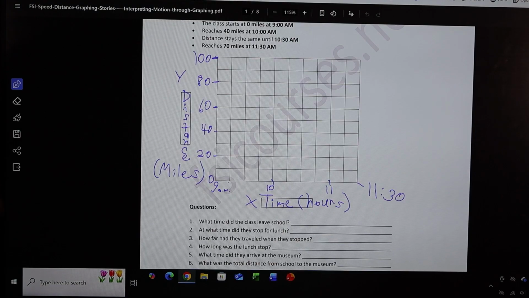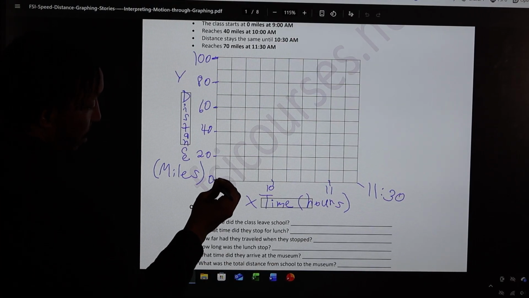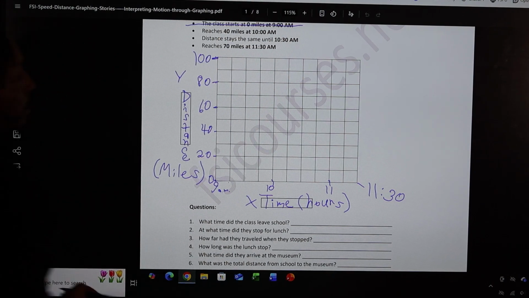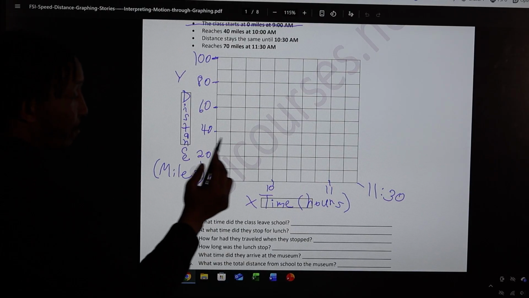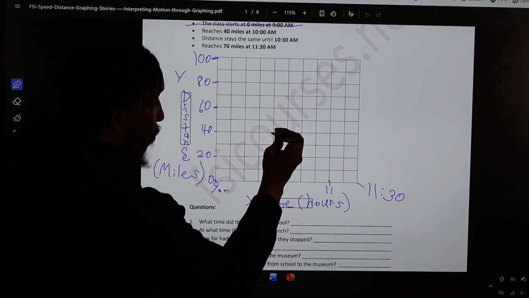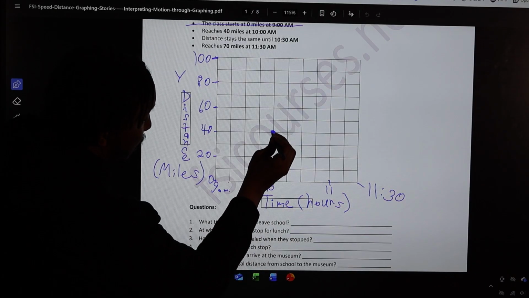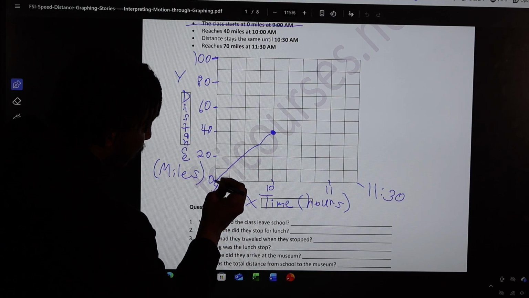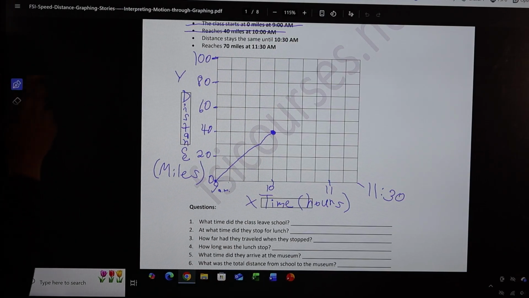It says the class starts at 0 miles at 9 a.m. So they start in this very bottom left corner right here. That's the starting point. I'm going to cross that out. They reach 40 miles at 10 a.m. So I'm going to go up here to the 40 and come down to 10. So I'm going to put a notch right here. When I put that notch right there, I'm going to draw a line going straight from that notch to their starting point. Cross that out, or we could put a check by it.